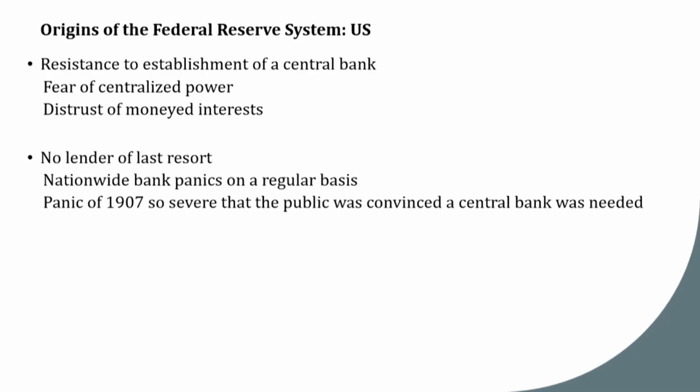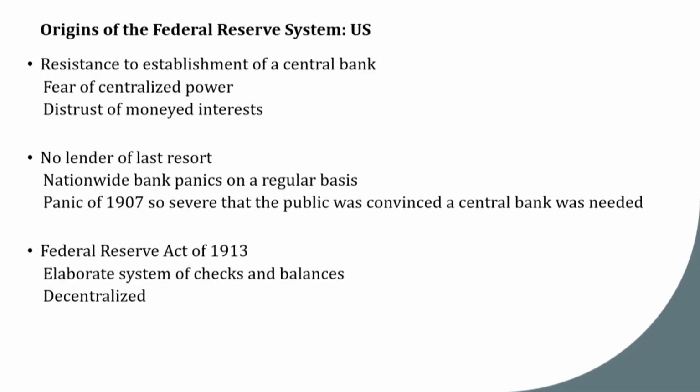However, nationwide panics had been happening on a regular basis, and there was no lender of last resort for the banking system. For instance, the panic of 1907 was so severe that the public was convinced a central bank was needed. Accordingly, the Federal Reserve Act of 1913 came into existence. It came with an elaborate system of checks and balances, and the key spirit was that it should be a decentralized central bank, not a heavily centralized one.